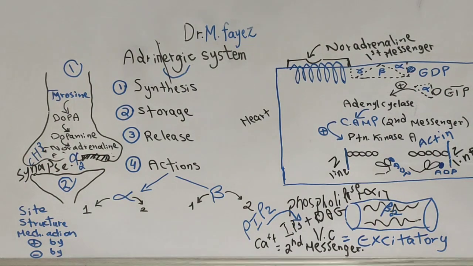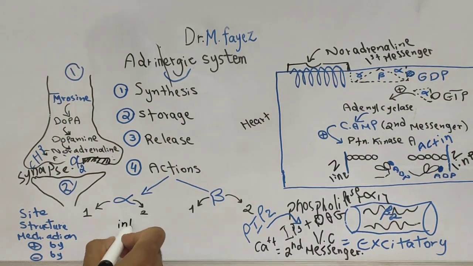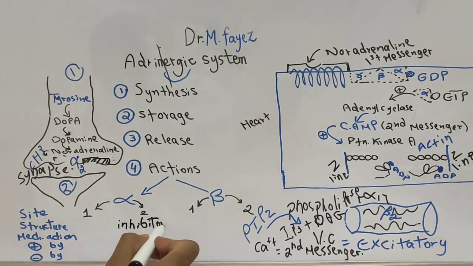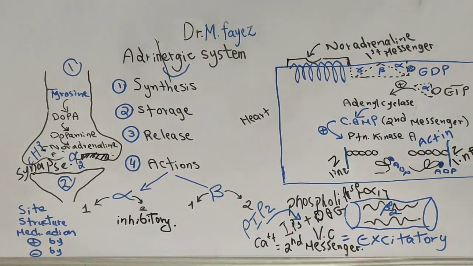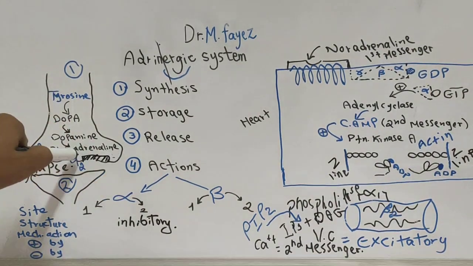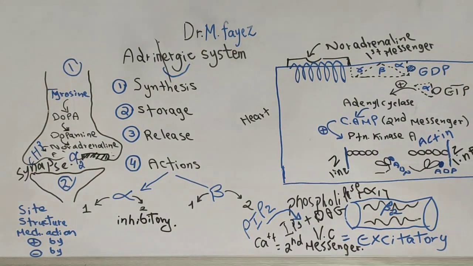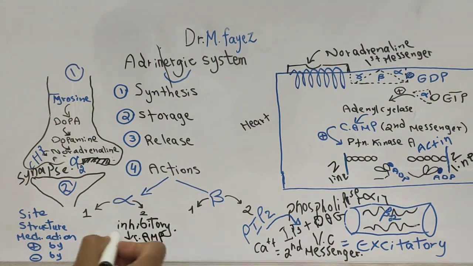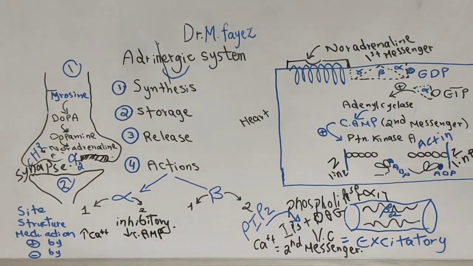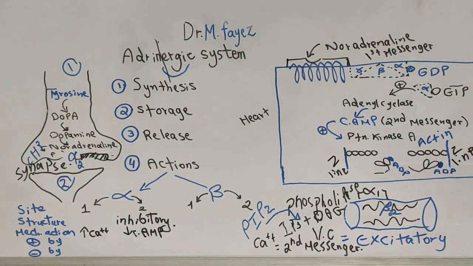So alpha 2 is inhibitory. It is important to understand. It inhibits noradrenaline excess release from the synaptic vesicles. Mechanism of action: it acts by decreasing cyclic AMP. Remember that alpha 1 acts by increasing calcium. What about the beta 1 receptor?